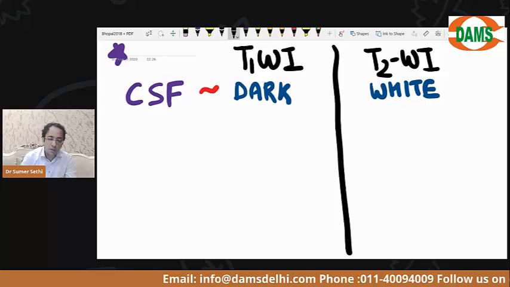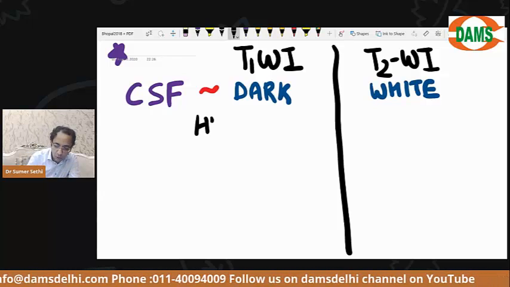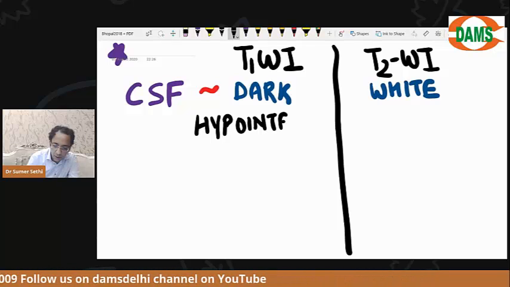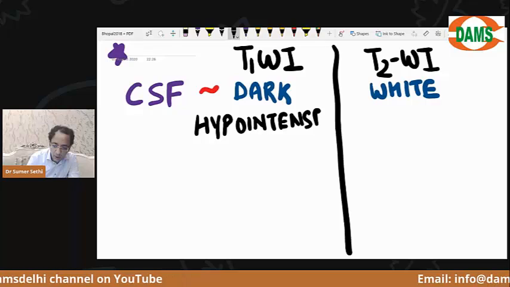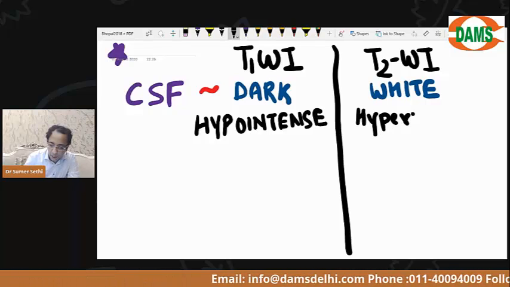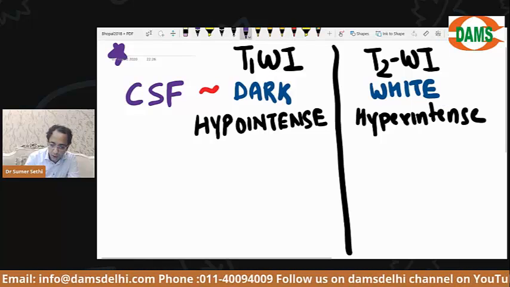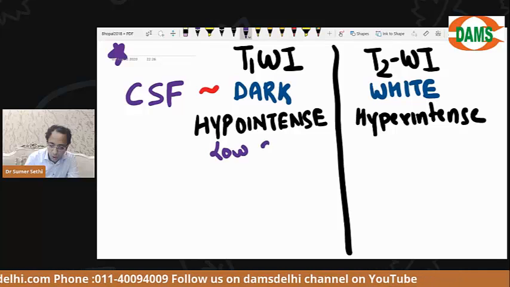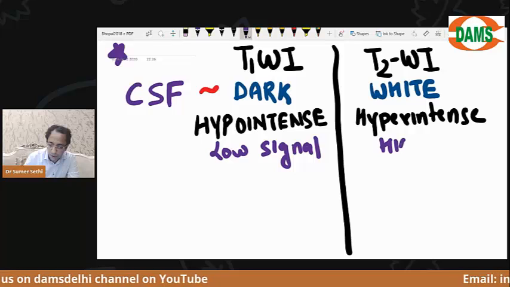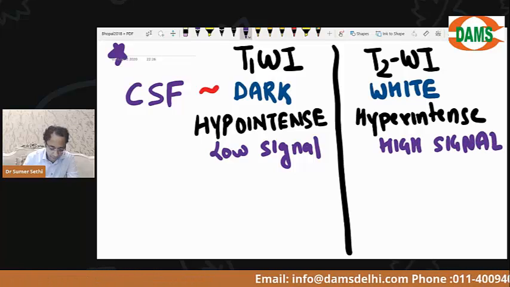But the problem is that we have a complex language of speaking. In radiology, we will use words like this: CSF appears hypo-intense on T1 weighted image, hyper-intense on T2 weighted image. I can even say low signal on T1 weighted, high signal on T2 weighted.